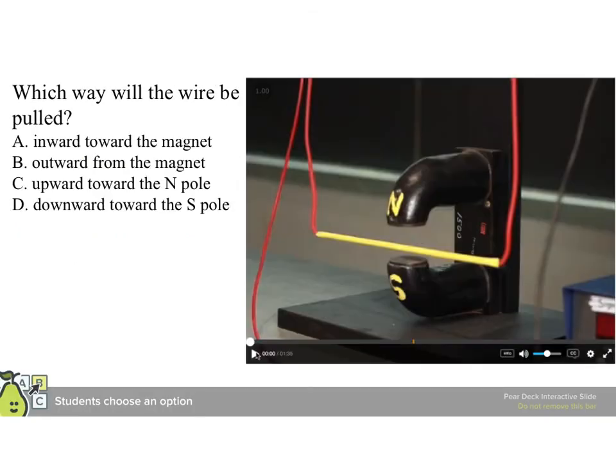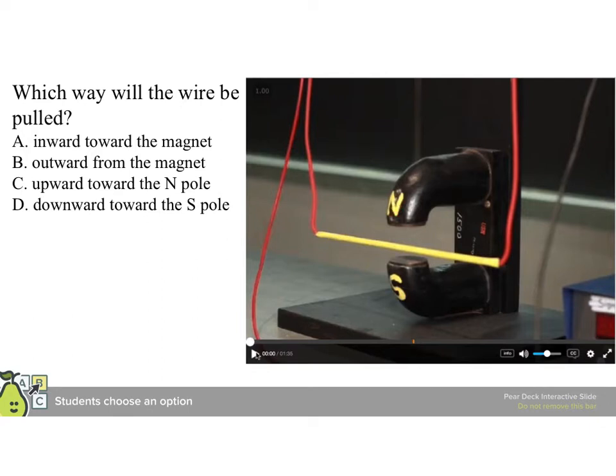All right, so in the setup shown, which way will the wire be pulled by magnetic forces? What we have here is a standard so-called C magnet, a relatively strong one, which you can't tell by looking at it, but turns out is a relatively strong one, whose north and south have been marked.